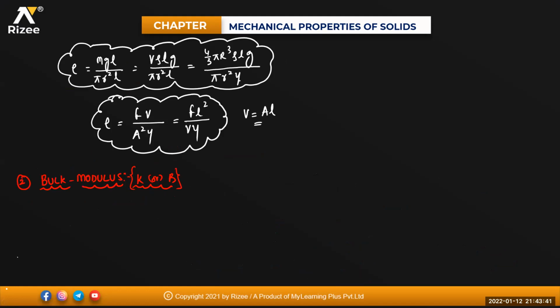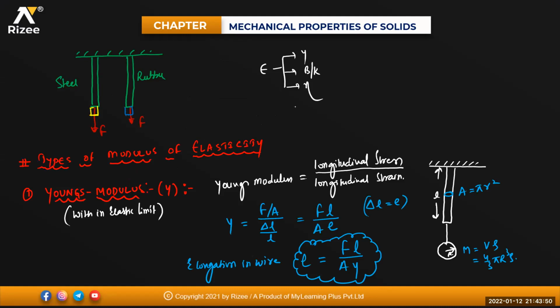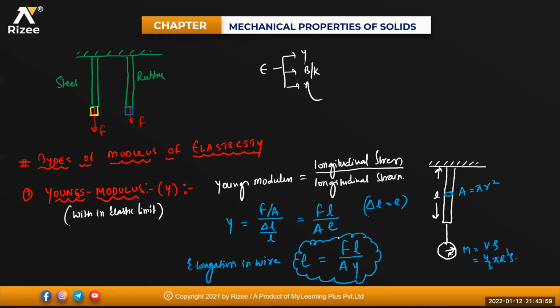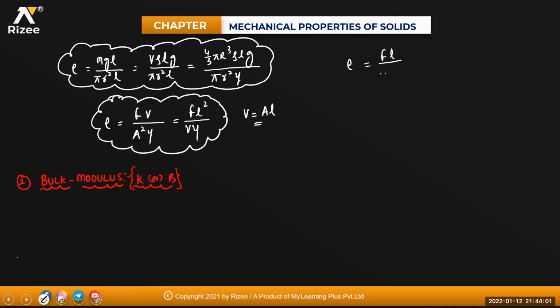Could you recap the last part, please? I have written elongation E is equal to F into L divided by A into Y. What I did is I multiplied by area and divided by area. So E is equal to F into L into A divided by A into A, which is A square into Y. That is F into L divided by A square into Y. Got it?